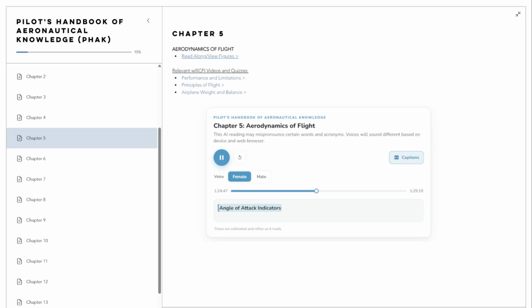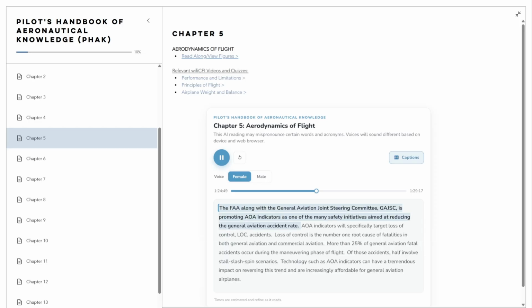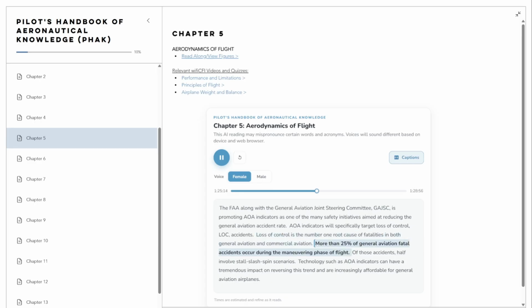Angle of attack indicators. The FAA, along with the General Aviation Joint Steering Committee, GAJSC, is promoting AOA indicators as one of the many safety initiatives aimed at reducing the general aviation accident rate. AOA indicators will specifically target loss of control, LOC, accidents. Loss of control is the number one root cause of fatalities in both general aviation and commercial aviation. More than 25% of general aviation fatal accidents occur during the maneuvering phase of flight. Of those accidents, half involve stall/spin scenarios.